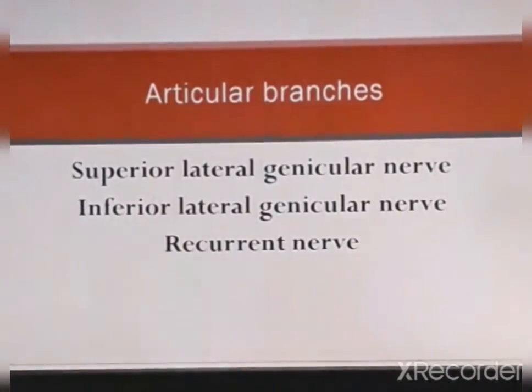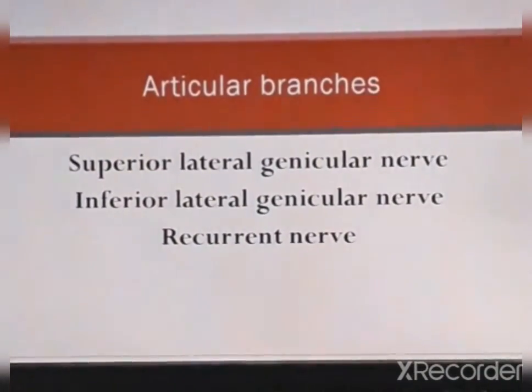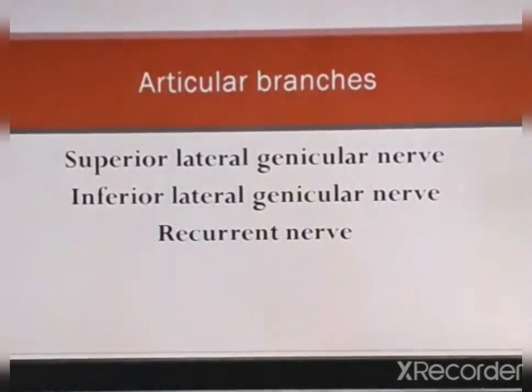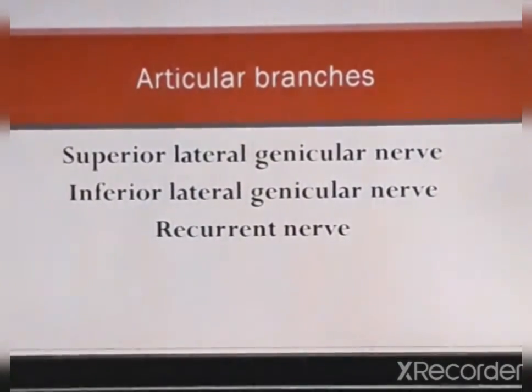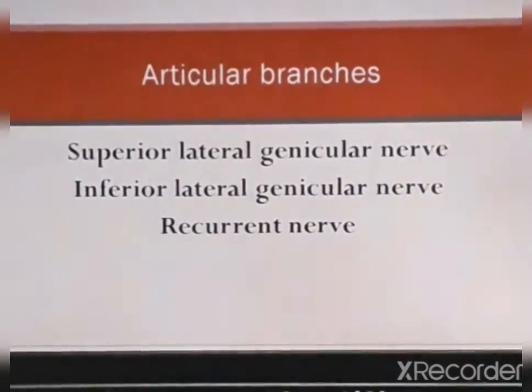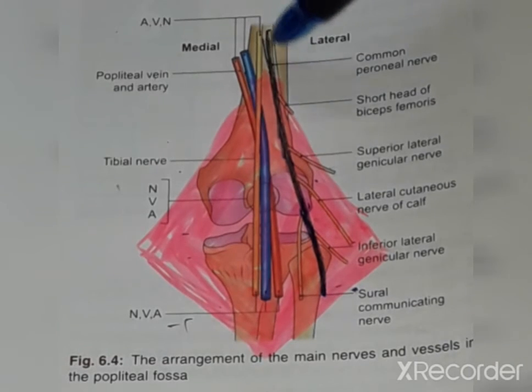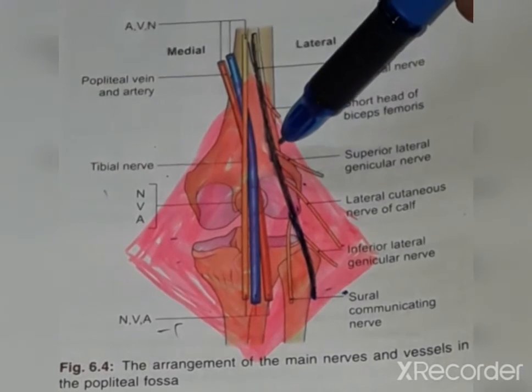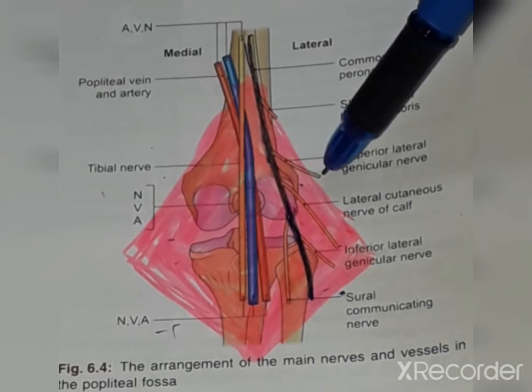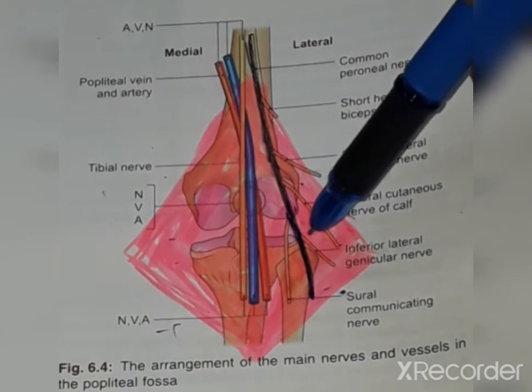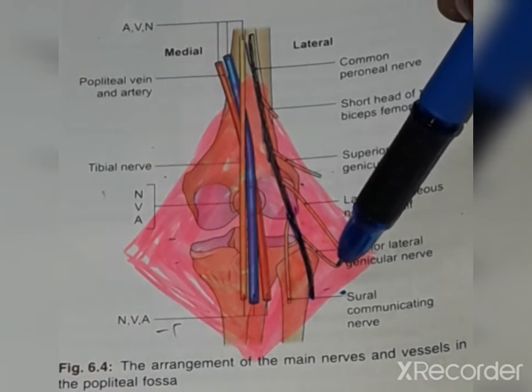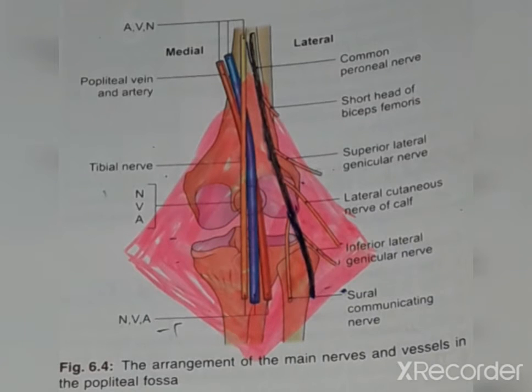Articular branches of common peroneal nerve are superior lateral genicular nerve, inferior lateral genicular nerve and recurrent nerve. This is the common peroneal nerve. This is the superior lateral genicular nerve. This is the inferior lateral genicular nerve. Both these nerves are only visible in this aspect.